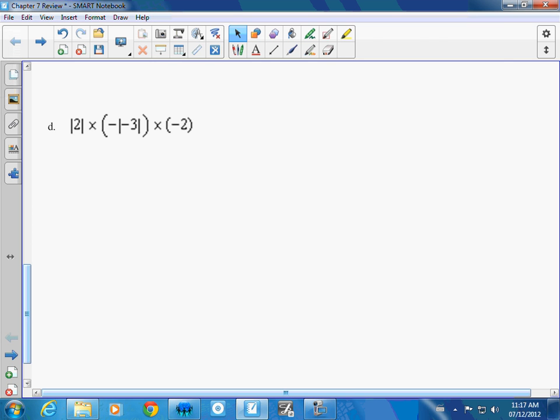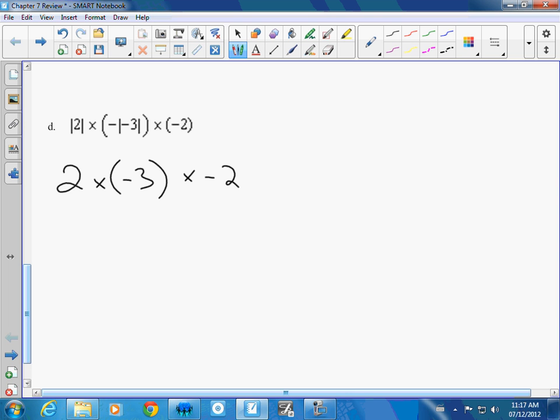I do my work. Okay, absolute value of 2. So 2 times the absolute value of negative 3. And then when you take it out, it becomes negative. So it's still times negative 3, right? I'll put that in brackets just so I don't forget. Times negative 2. Okay, 2 times negative 3, negative 6, times negative 2. Positive 12.